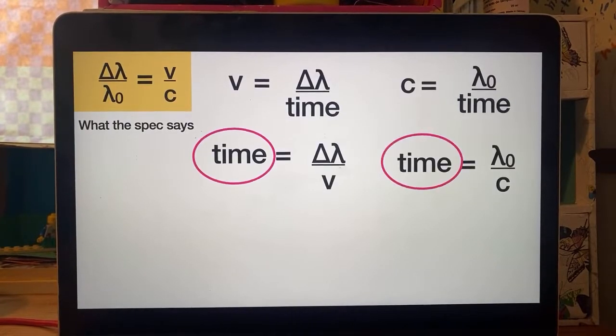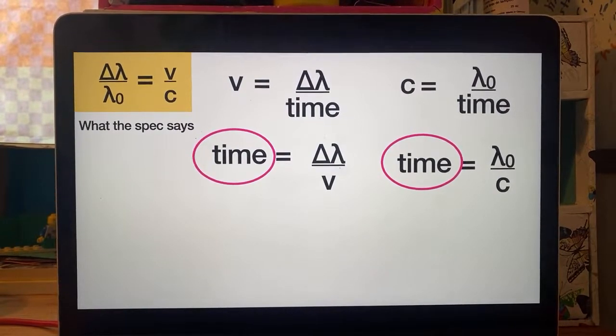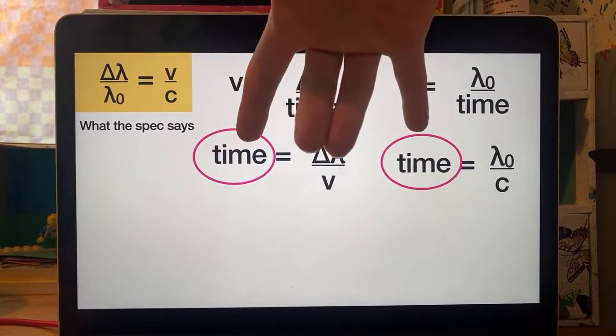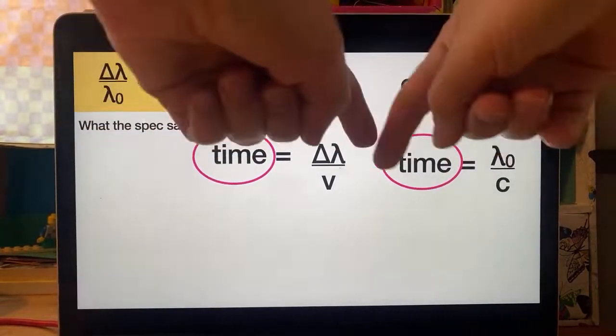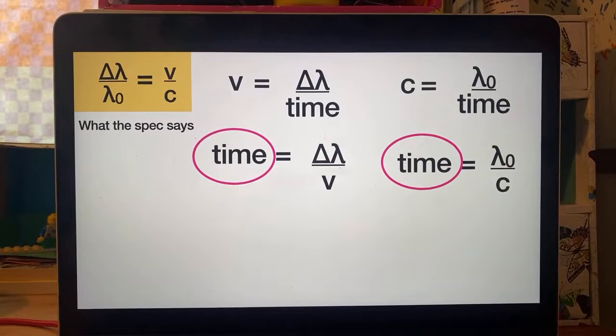Now, this is where I, as your physics teacher who stopped physics teaching to have children 8 years ago, started freaking out because I suddenly thought, oh my days, are those times the same? If that time and that time are the same, then we can say all those things are equal to each other. And I thought, if those times aren't the same, I'm going to be so annoyed because I just spent all this time doing a PowerPoint. Are those times the same?